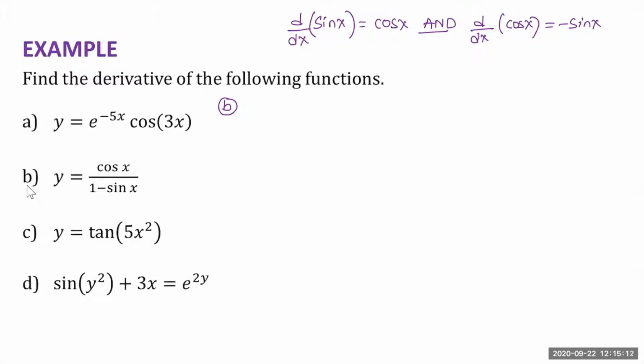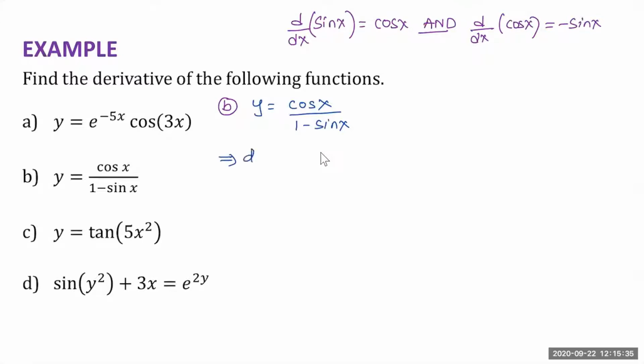In part B, we have y equal to cosine x divided by 1 minus sine x. You can see that this is a quotient because you have a numerator over a denominator, cosine x divided by 1 minus sine x. Because this is in the form of a quotient, we are going to use the quotient rule first.